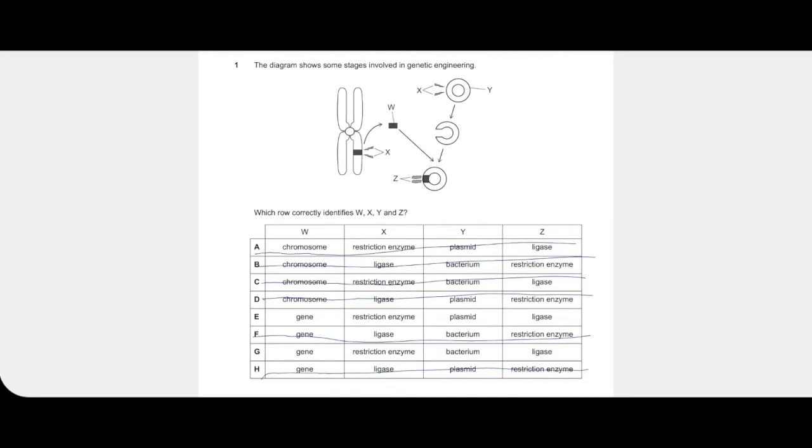Moving on to Y. Y is a plasmid. A plasmid is the genetic store of a bacterium. We don't insert the gene directly into the bacterium. We insert the gene into a plasmid, and then the plasmid is inserted into the bacterium. So we can eliminate G. And of course, Z is ligase, because that's the only one remaining, but also ligase is used to stitch up the newly inserted gene into the plasmid, and therefore our answer is E. And we can move on to question 2.